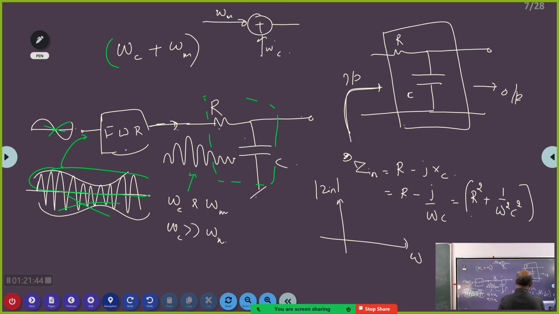Correct? Root of this, so modulus of Zin will be root of this. You can very well see, if omega is very less, then this factor will be very large, so the point will be almost infinity. And if omega starts increasing, then this factor will start decreasing. R will remain constant. So you will have the impedance like this. Zin versus omega will be like this. Agreed?